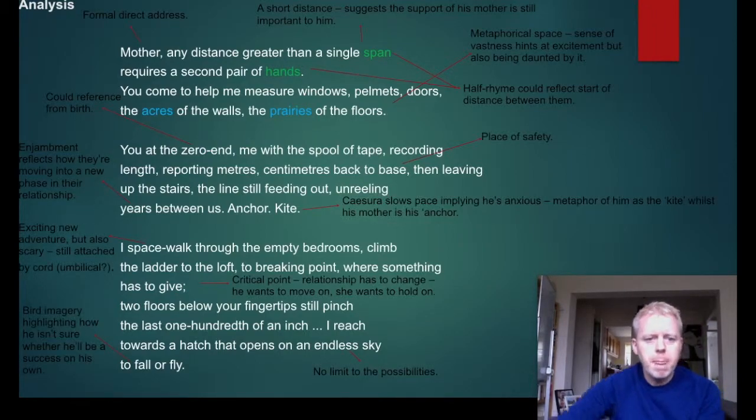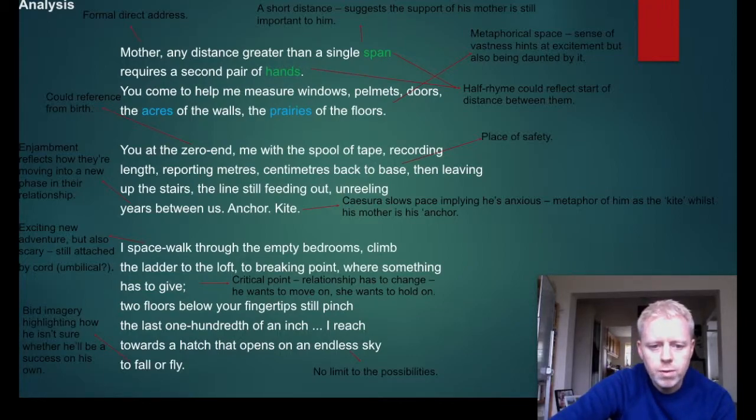There we go. Okay. Mother, any distance greater than a single span requires a second pair of hands. You come to help me measure windows, pelmets, doors, the acres of the walls, the prairies of the floors. You at the zero end, me with the spool of tape, recording length, reporting meters, centimeters back to base, then leaving up the stairs, the line still feeding out, unreeling years between us, anchor, kite.